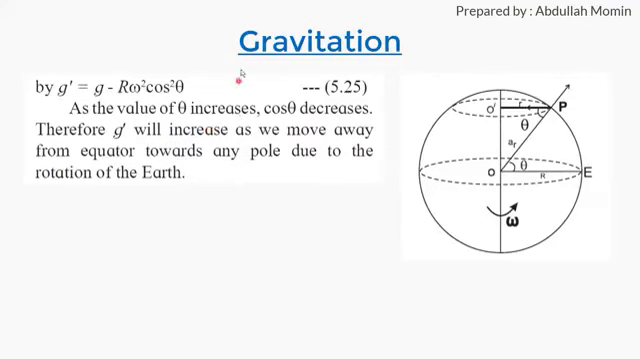So we have got this equation g dash is equal to g minus R omega square cos square theta. As the value of theta increases, cos theta decreases. Therefore, g dash will increase as we move away from the equator towards any pole due to the rotation of the earth.